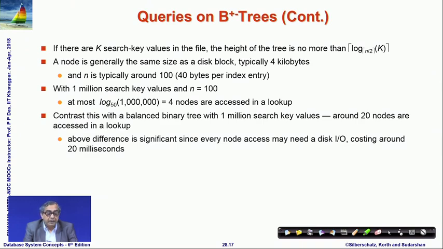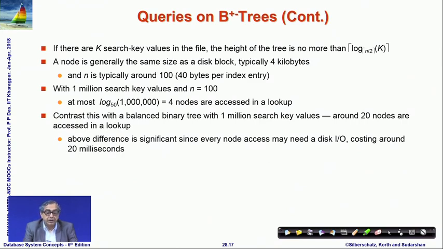So, if I assume that my index file has 1,000,000 search key values to look for, then I will need log 1,000,000 to the base 100 by 2, that is, to the base 50, which is approximately 4 node accesses in a lookup. So, that is amazingly fast. If you contrast this with a balanced binary tree, which will be log 1,000,000 to the base 2, that would be about 20 node accesses, 20 disk accesses for this lookup.